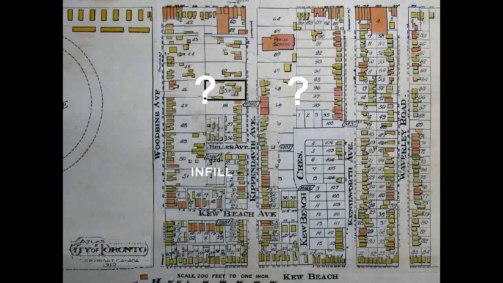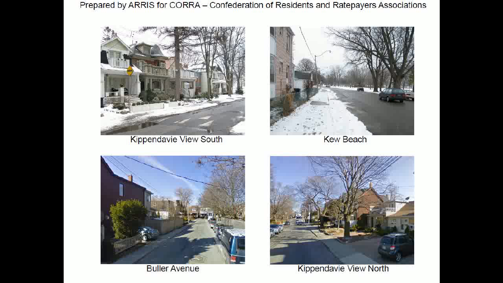So we have below the site the infill that was done on Buller a century ago. Now here we're looking at Kippendavie to get a sense of the character of the housing in the upper left shot, and we see on the upper right how the housing on the foreshore has been replaced as a park. The lower left shows Buller Avenue to give a sense of that, and in the lower right we have Kippendavie looking north towards Queen Street. You can get a sense of the scale and the character and the vintage of these houses.